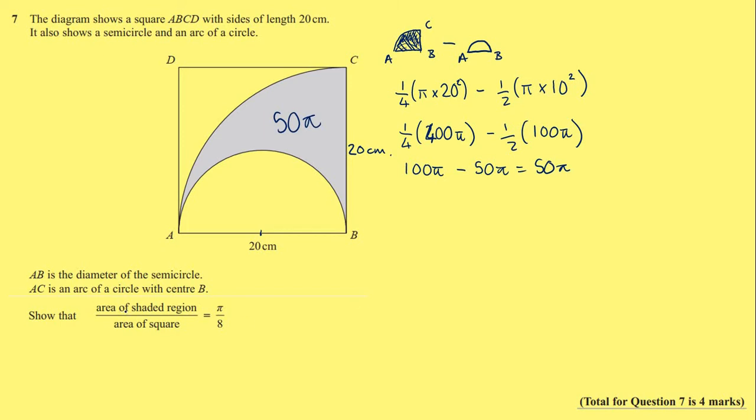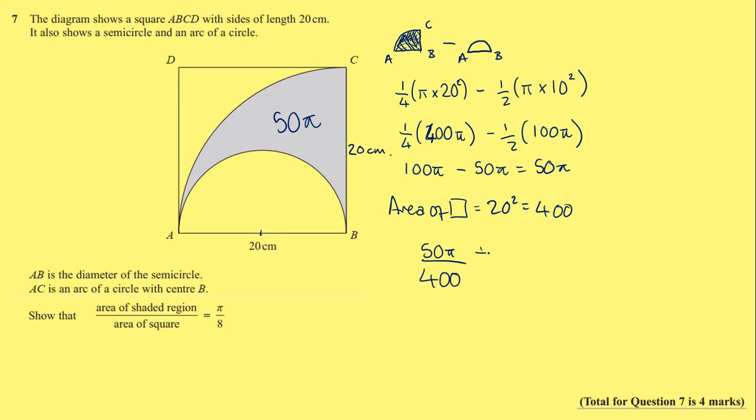And it says, show that the shaded region divided by the area of the square. Now the area of the square is equal to 20 squared, which is 400. It's 20 multiplied by 20. So the area of the shaded region, which was 50 pi, over the area of the square, which is 400, does that equal pi over 8?